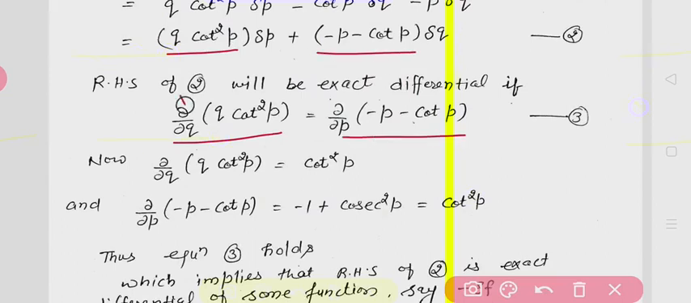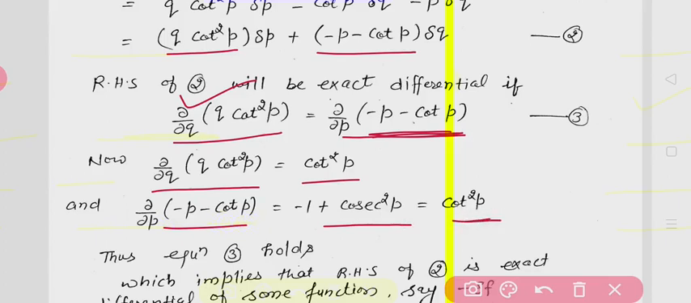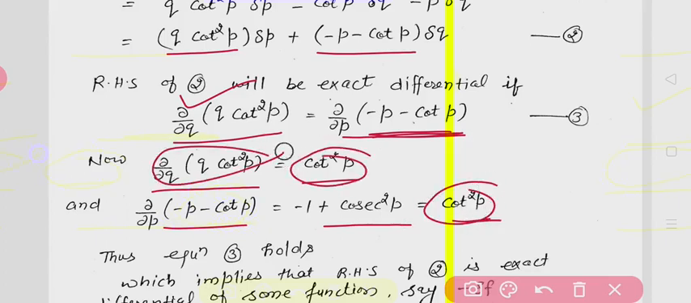So let us check that one. When we found the partial derivative of this, that is cot square p. When we are finding the partial derivative of this with respect to p, that will be minus 1 plus cosecant square p, and cosecant square p minus 1 is cot square p. So that means these values are same.